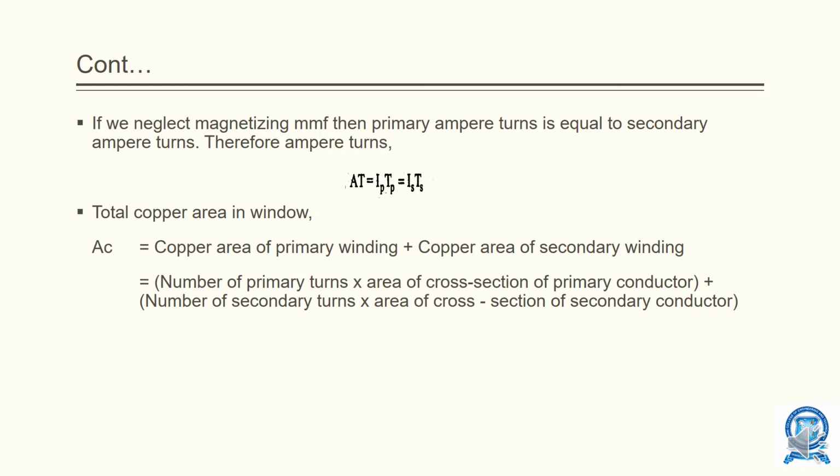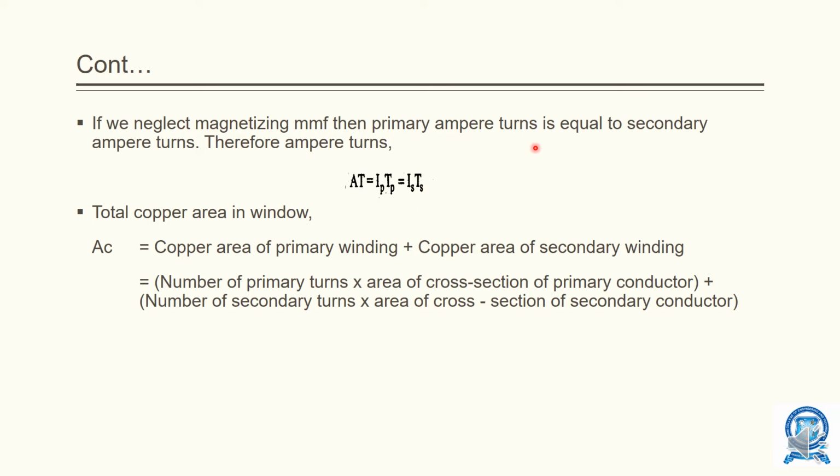So now, if we neglect the magnetizing MMF, the primary ampere turns is equal to the secondary ampere turns. Therefore, the ampere turns AT is current into number of turns. If I am calculating it for primary, it is IP into TP, and for secondary, it is IS into TS. That is, the primary current into the primary number of turns, and the product of the secondary current and the secondary number of turns.